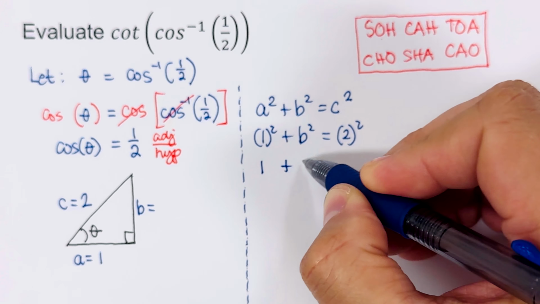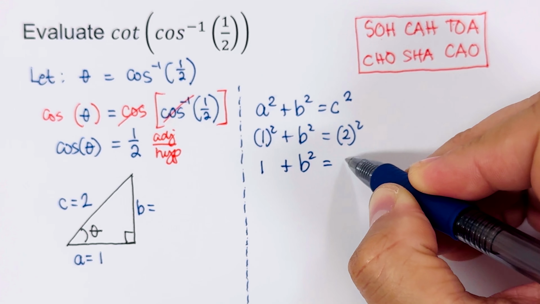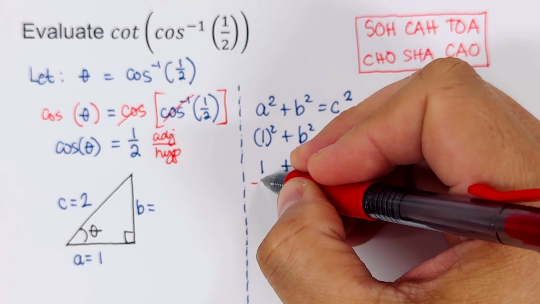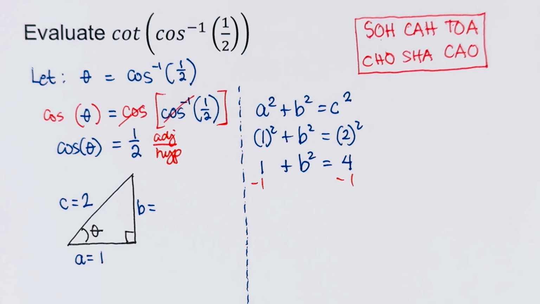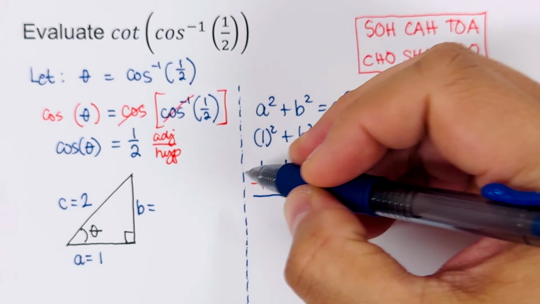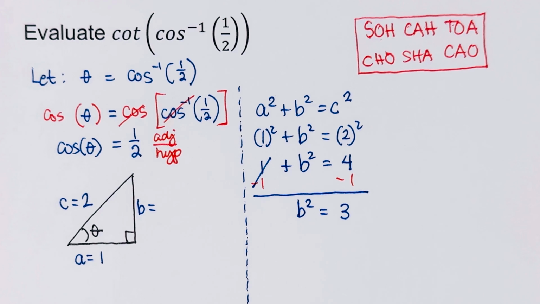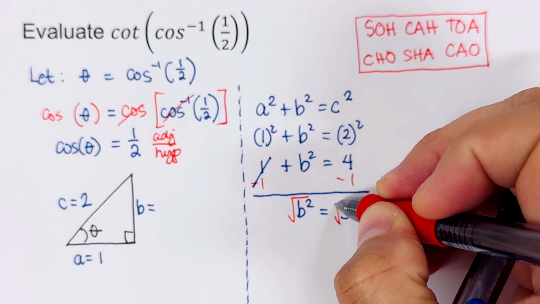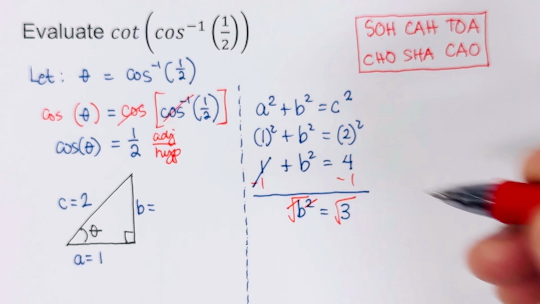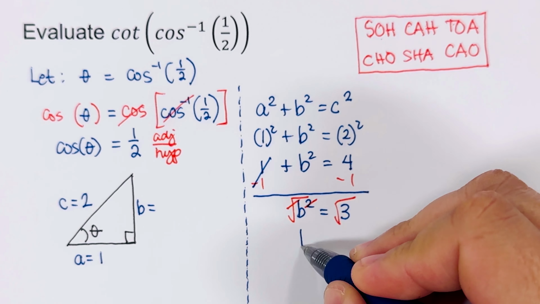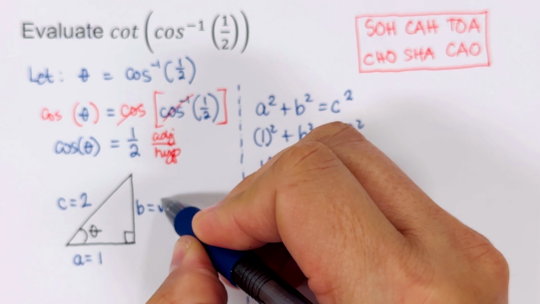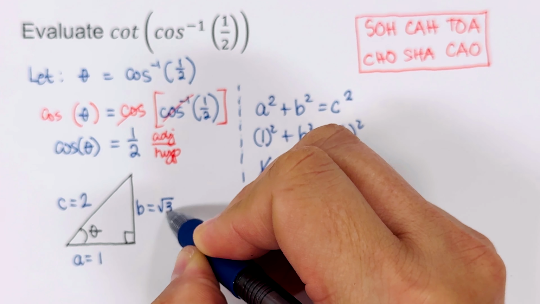Let's simplify this. That's 1 plus b squared is equal to 4. Then we want b by itself, so we subtract 1 from both sides. Our equation comes out to b squared is equal to 3, but we want b by itself, so we square root both sides. If you have a square root and a square, they cancel out. So our b is square root of 3. We plug that over here, so that's square root of 3.